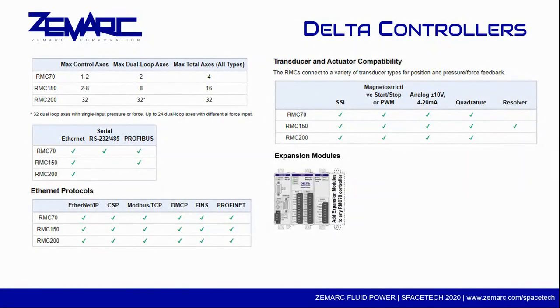As for the Delta controllers available, there are three that you can use depending on your system. The RMC 75 is meant for use for 1 to 2 axes, while the RMC 150 can be used from 2 to 8 axes, and the new RMC 200 can be used for up to 32 axes. It's important to note that RMC Tools is compatible across all controllers. Right, I will hand this back over to Lucy to go over a bit more information about ZMark Engineering.